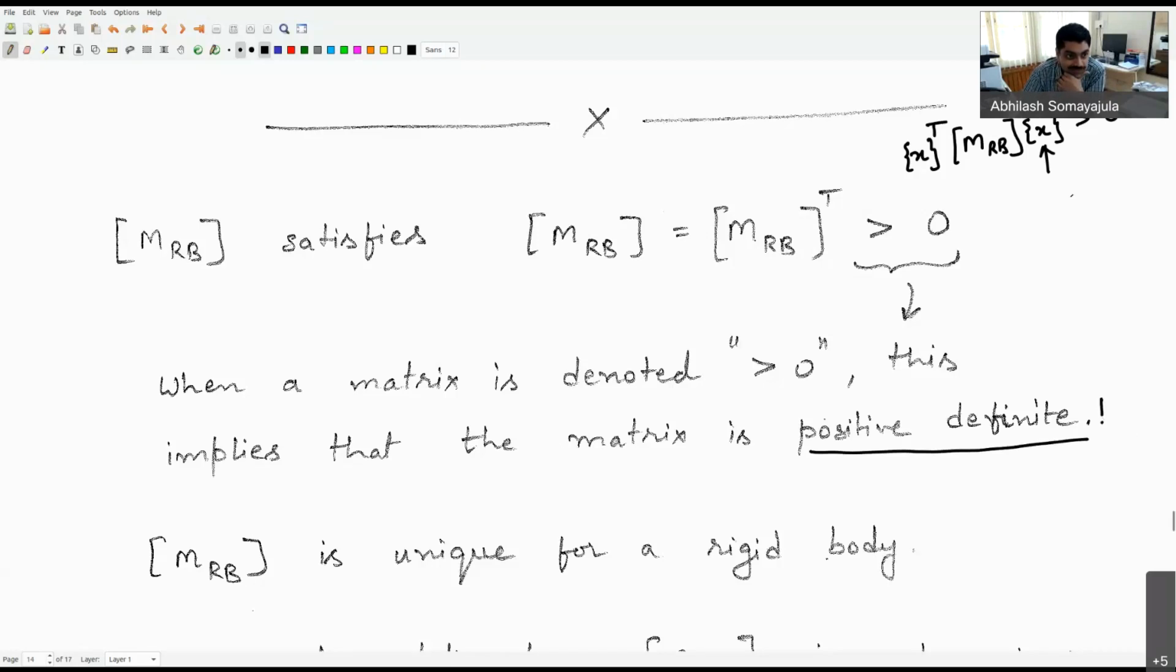Sir, can we take imaginary terms too for x? No, real. We're talking about real terms so far.